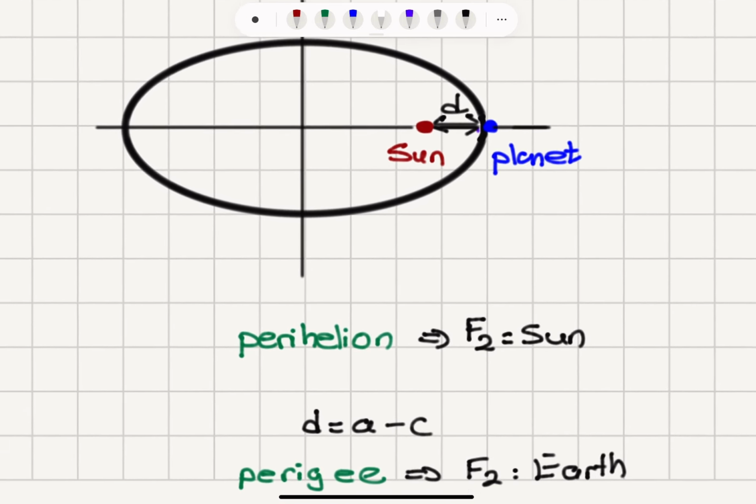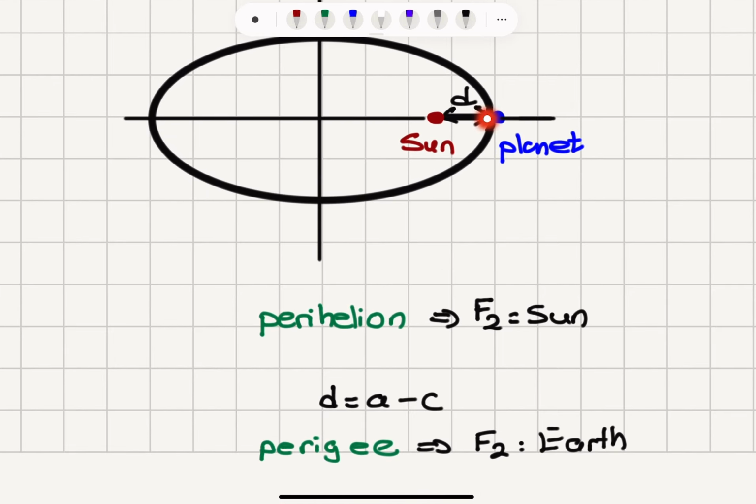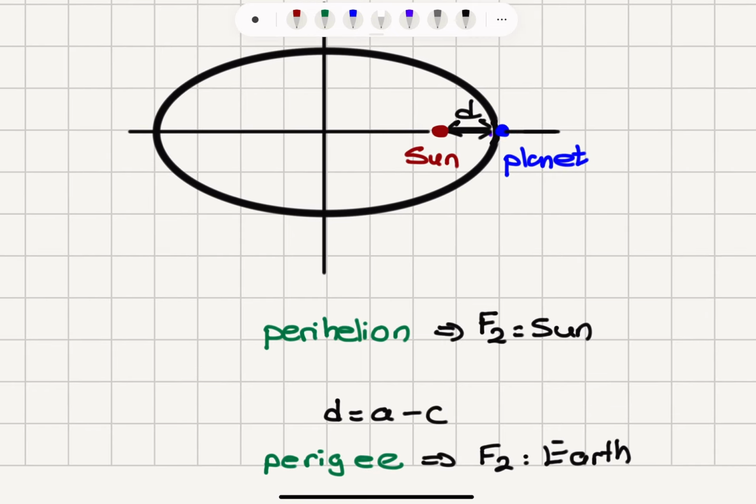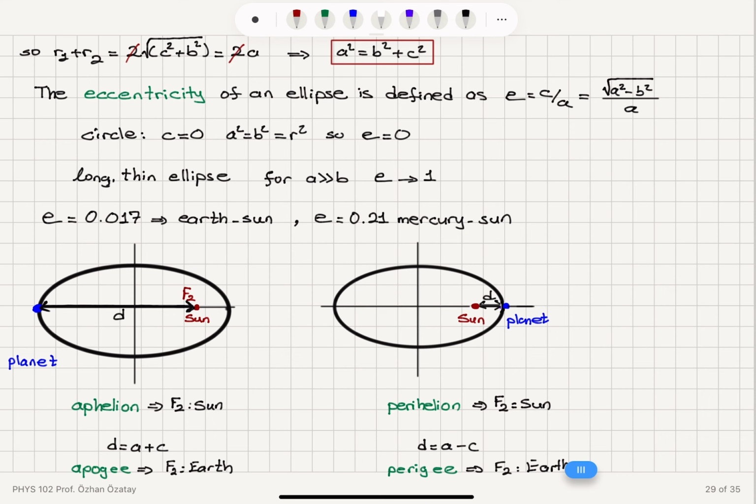Now, if we have the planet at the closest possible distance in the elliptical orbit to the Sun, that distance would be a minus c, the semi-major axis length minus the focal length c. This would be called the perihelion position. And if this is not the Sun but the Earth, and we're looking at a satellite orbiting around the Earth, then this would be perigee. So perihelion and perigee are the closest possible positions to the Sun and to the Earth, respectively, in the elliptical orbit.